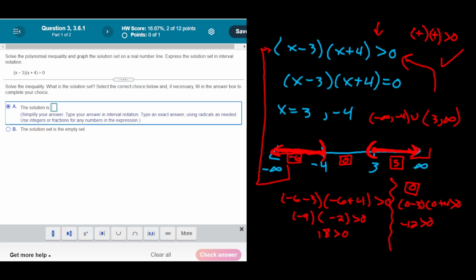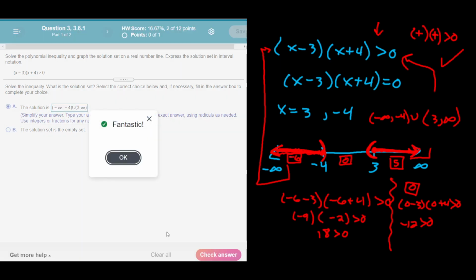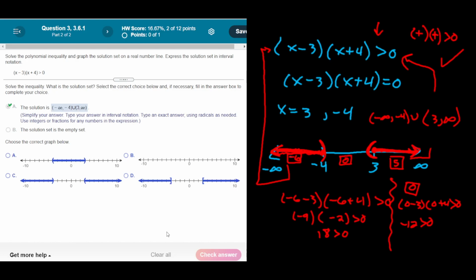So let's go back to reality over here. -infinity, comma, -4, union with 3 all the way to infinity. Fantastic. Okay, whichever graph matches up with ours is the one. Looks like it's this one here, right? Let's see, 1, 2, 3, 4. Yep, -4, and this is +3, so that's got to be it.